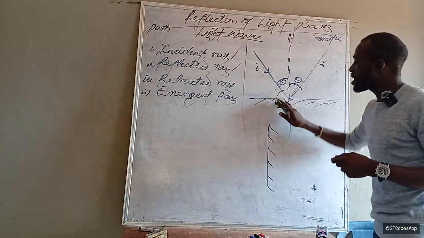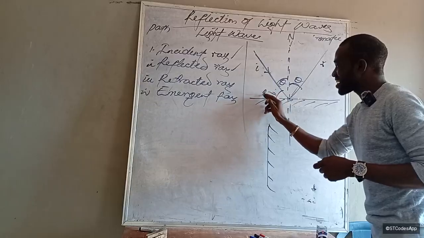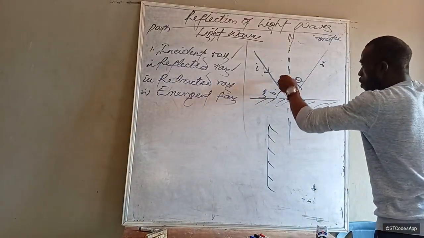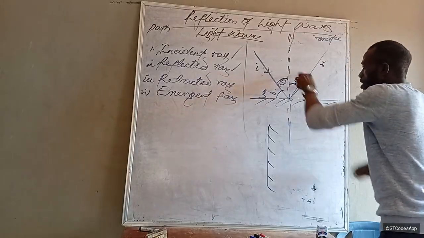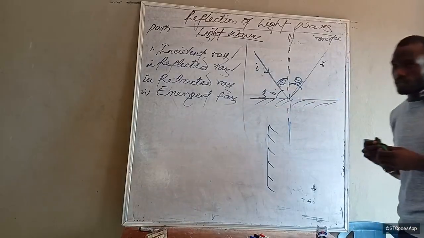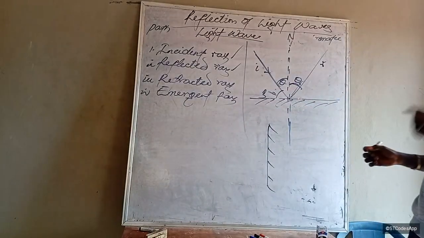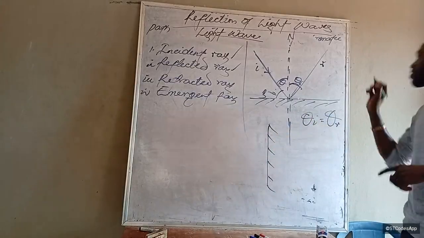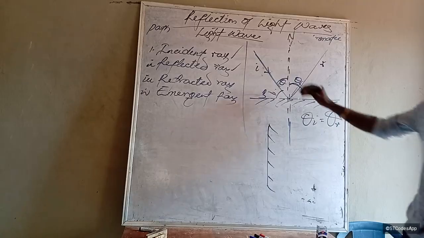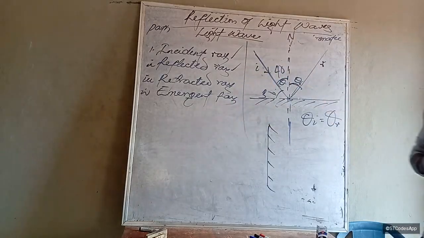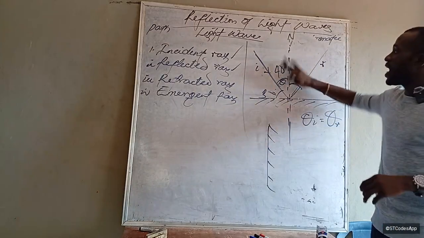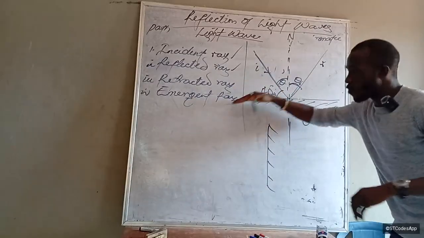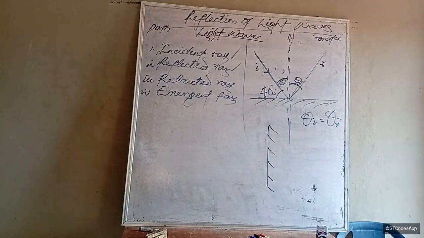This angle here is called the angle of glance. This one is called angle of what? Glance. But this one is called angle of incidence. This one is angle of reflection. Is it clear? So Snell found out that the angle of incidence is equal to the angle of reflection. So if I say a ray of light strikes a surface and makes an angle of 40 degrees to the horizontal, what is the angle of reflection?